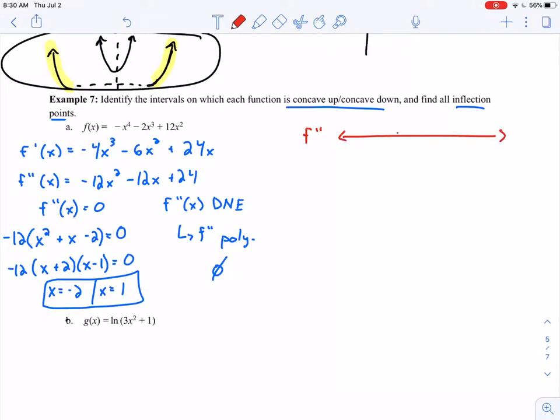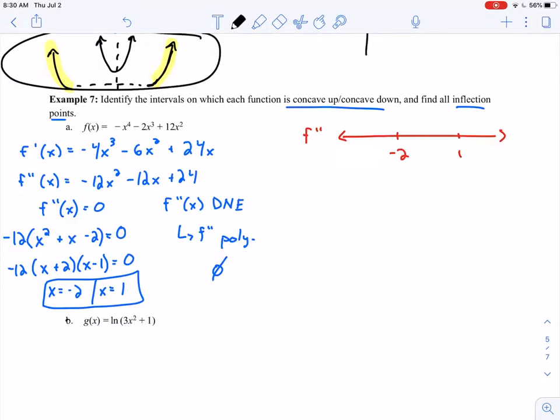So we said we had negative 2 and positive 1. And just like we did with our first derivative, I'm going to take a number in each one of these intervals and plug those into my second derivative, because now I'm interested in knowing where the second derivative is positive and where it is negative. So let's see, I need a number on the left-hand side of negative 2.